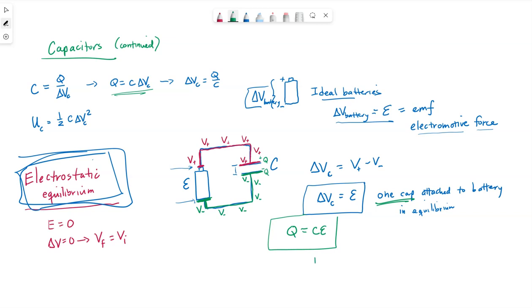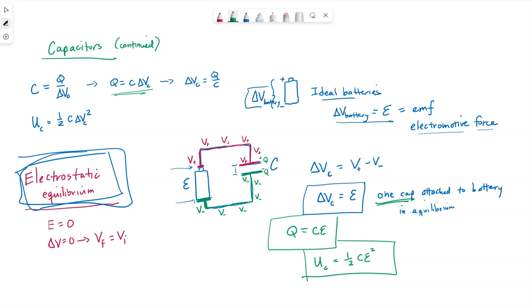Energy. The energy of this capacitor, meaning stored by the capacitor, if we plug in the battery's voltage, would end up being 1/2 C epsilon, the battery voltage, squared.